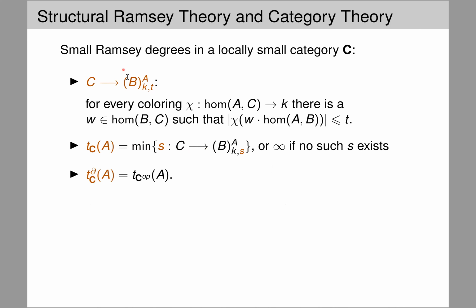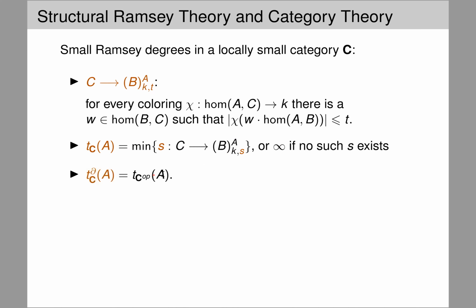Okay, and then we introduce small and big Ramsey degrees straightforwardly. These are just straightforward generalizations. A small Ramsey degree of A in a category C is just the smallest integer S such that C is Ramsey for B, A, K, and S. This arrow actually assumes several quantifiers, so that for every B and every K there is a C, and so on. Or infinity if no such S exists. And then we can introduce the dual small Ramsey degree of A.